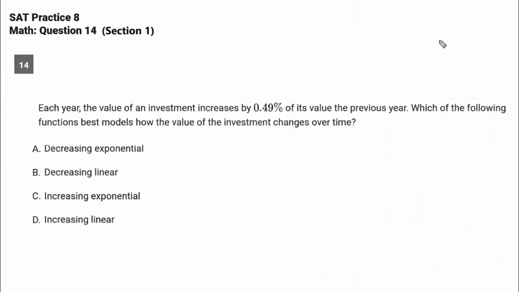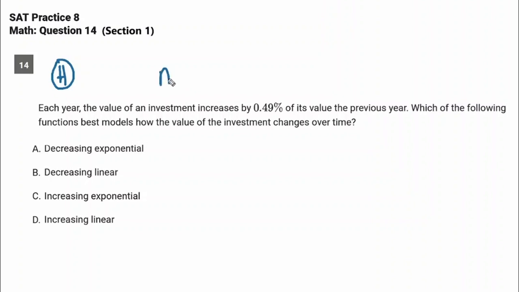We're on SAT Practice Test 8, Math Section 1, Question 14. What's the level of difficulty here? It's hard. It's the first hard question, kind of medium hard. Each year, the value of an investment increases by 0.49% of its value the previous year. Which of the following functions best models how the value of the investment changes over time? This question is so easy that it's hard.